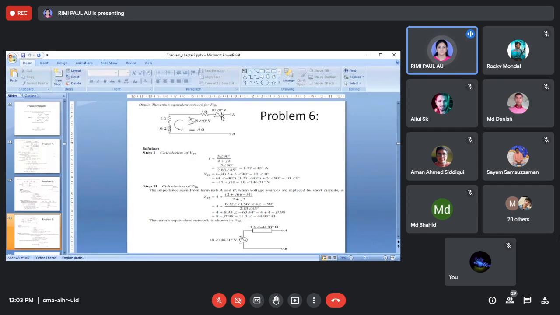Another voltage is present here, so due to this voltage source, current will flow through this branch. Due to this voltage source, current will flow through this branch. So there you will get the total voltage of this path, and here you will get the total voltage of this path. And you know that the total voltage of this path is equal to this path voltage and this path voltage. So to find out this path voltage, we can take this path voltage minus this path voltage.